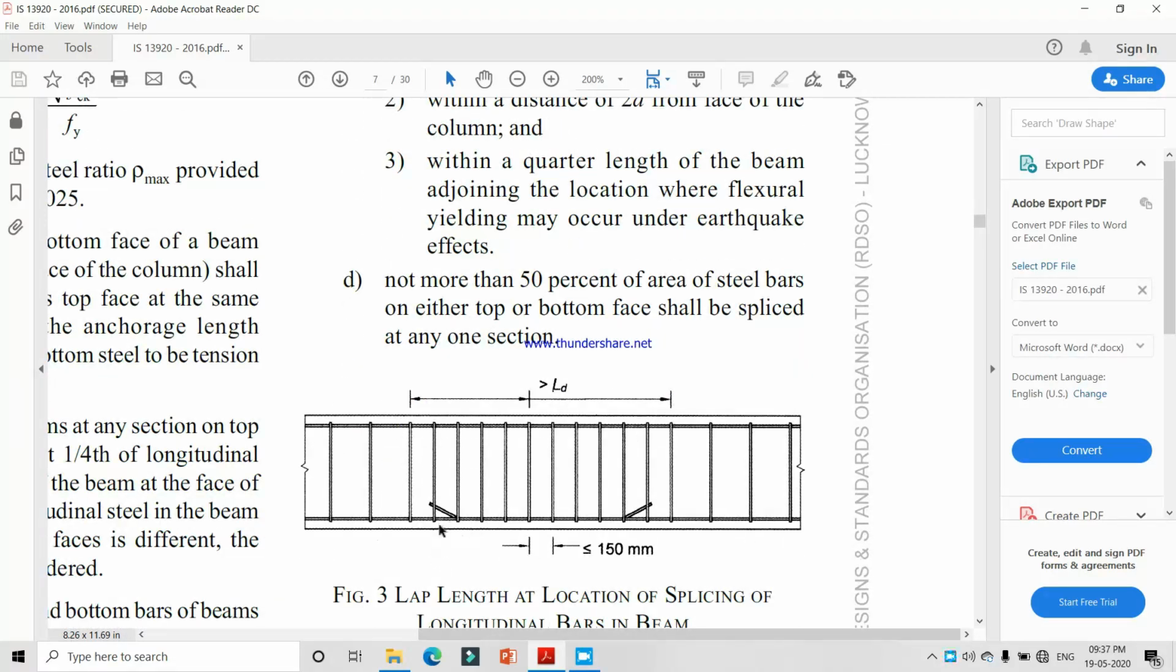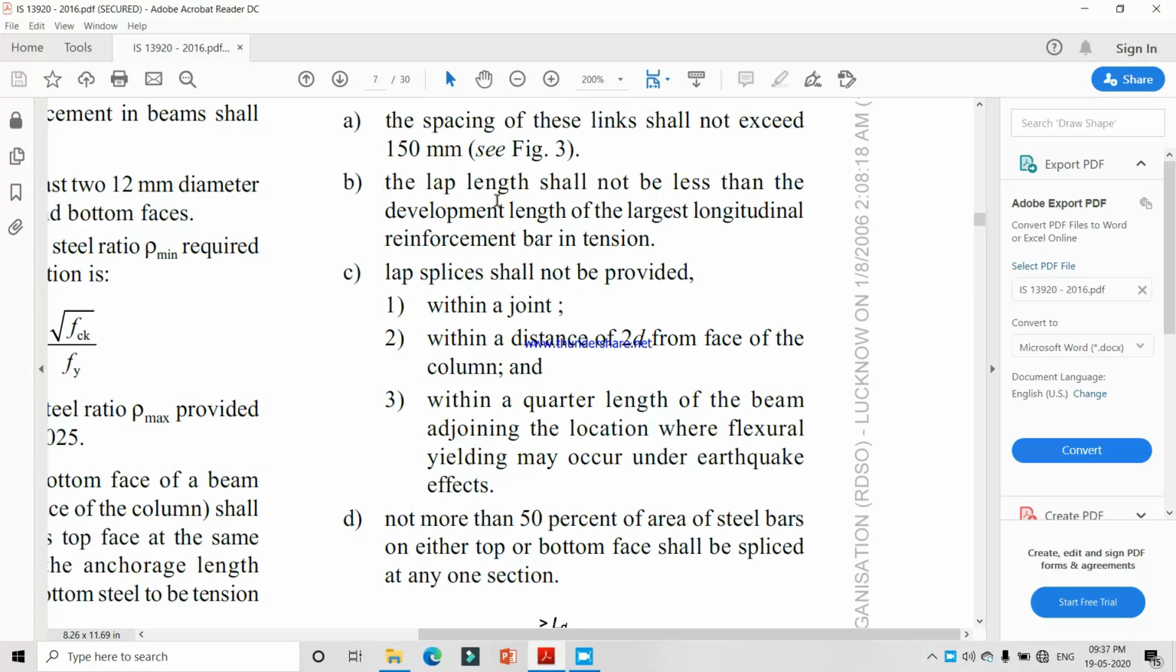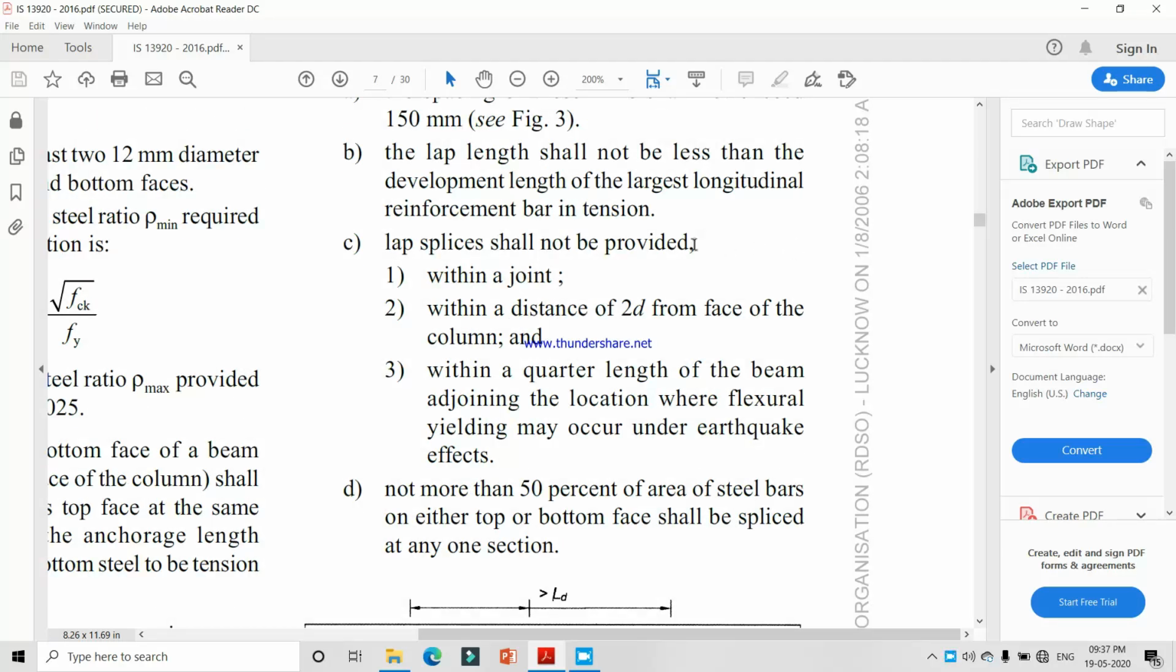That means the overlap length should not be less than the development length. Lap splice criteria are given here. First, lap splices should not be provided within a joint. That means at the joint we are not providing lap splices. Second, not at 2D from the face of the column.